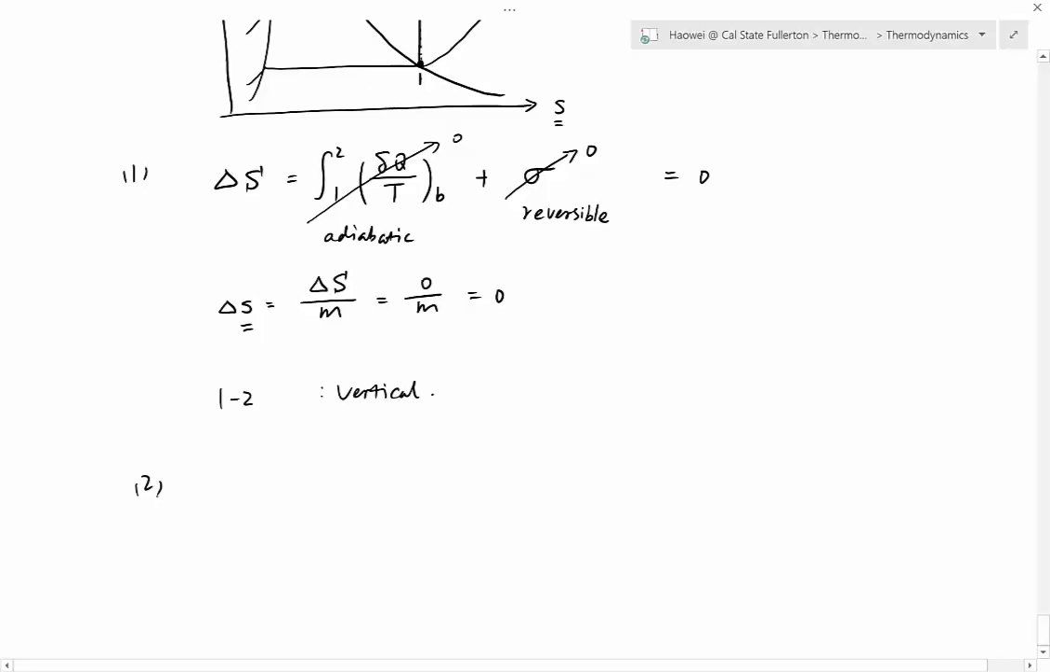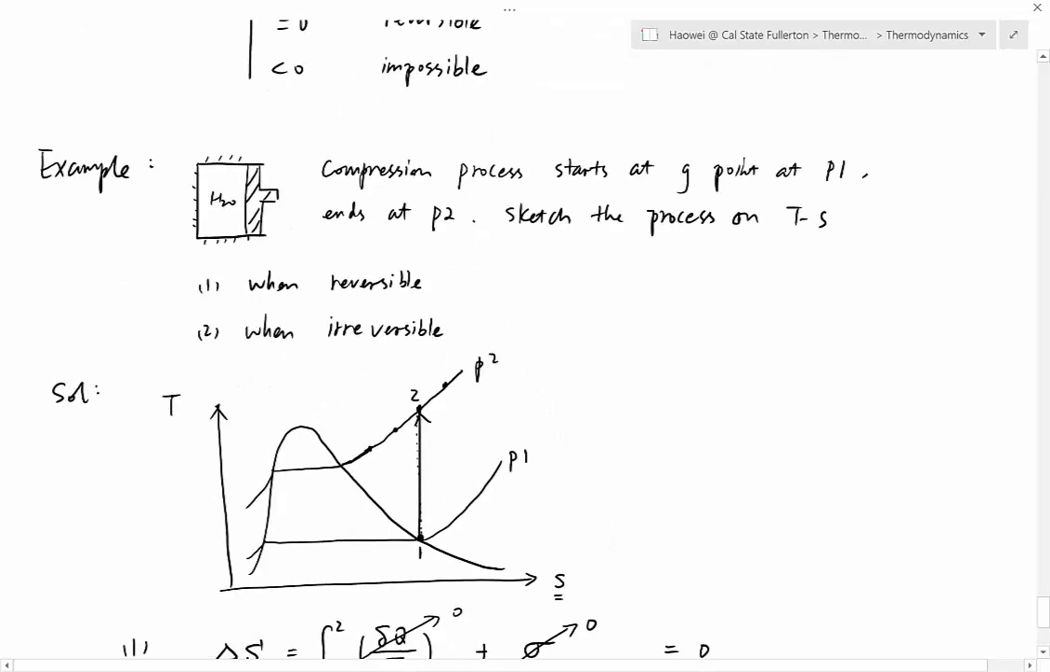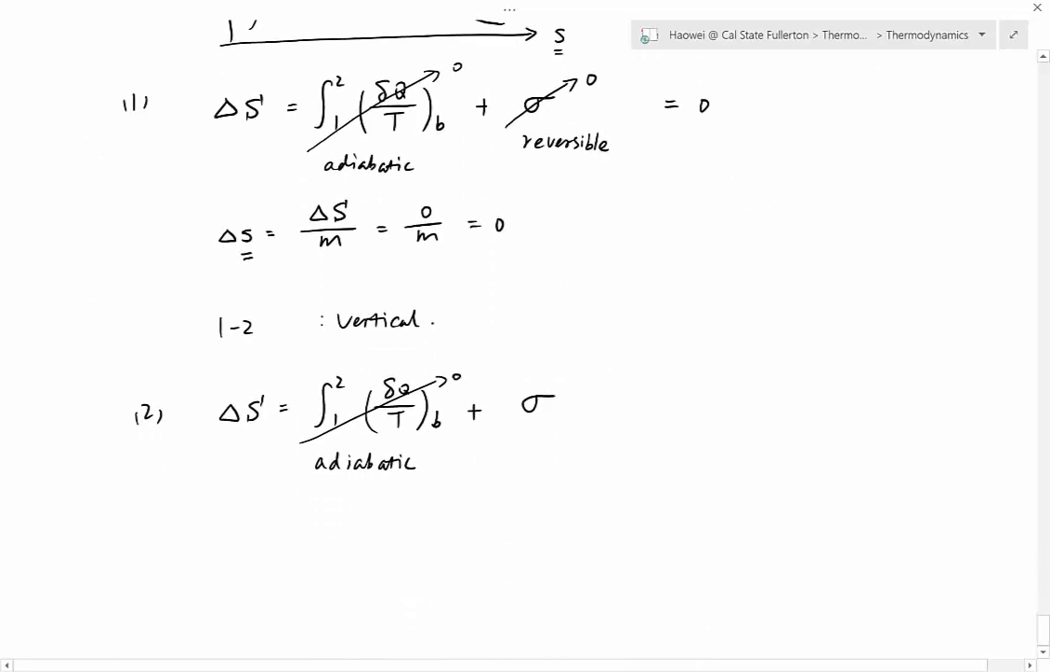Case number 2 is to say the system is not reversible anymore. It is irreversible. So what is going to happen? We start from the same equation, delta capital S equal to integral 1 to 2 delta Q over T over the boundary plus sigma. First of all, it is still adiabatic. There's still no heat transfer because the short lines around the boundary still exist. That means the system is still insulated. No heat transfer. So first term in the right hand side still is equal to 0.